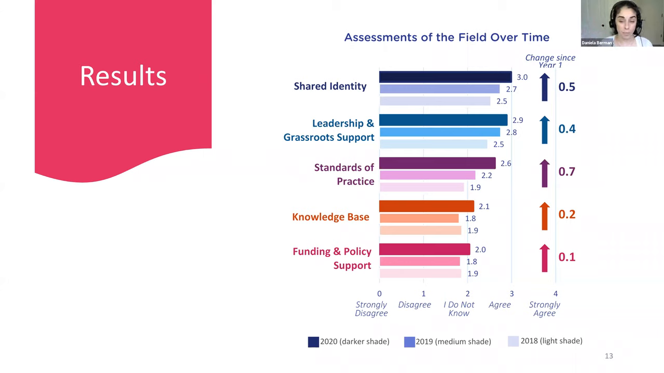And in another example, between 2019 and 2020, the ALP network focused pretty intently on solidifying principles of assessment for learning that could guide standards of practice across the field, which we see reflected as a jump in the area of standards of practice from an average rating of 2.2 to 2.6. And after the 2020 survey, it becomes clear that one area for focused attention for the field and for ALP is in garnering funding and policy support to sustain the field moving forward.